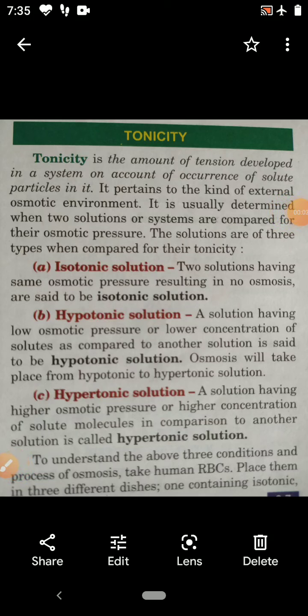Children, today I am going to teach you tonicity. Do you know what tonicity is? Tonicity is the relative concentration of the solution. It determines the direction and extent of diffusion.